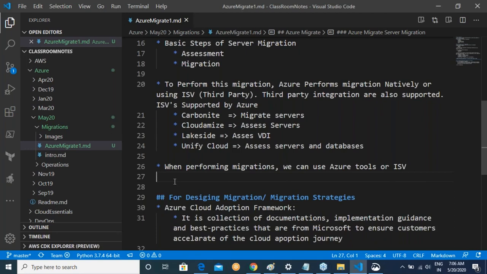When I look into Azure Migrate, we need to know what our lab setup will be. How am I going to do the migration? What are the different things I need to look into when I do this migration? Let me try to speak about that.